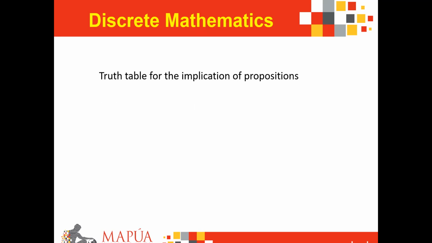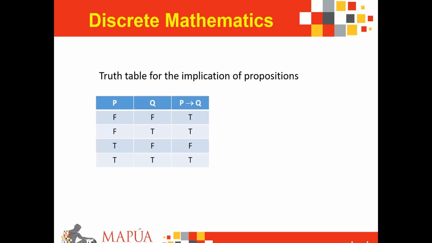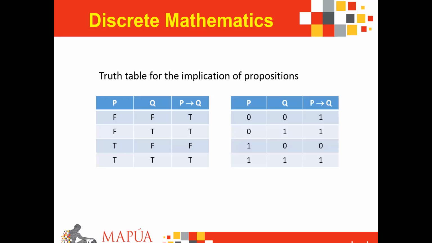The corresponding truth table for your implication states that you will only have an outcome of false when P is true and Q is false. Therefore, you'd end up with this truth table and this logical truth table.